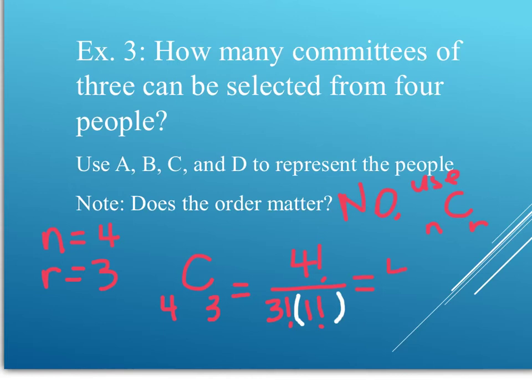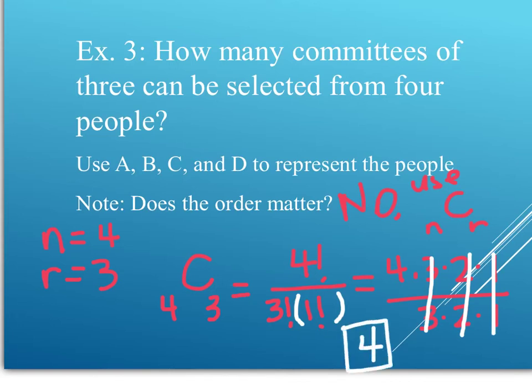And 4 factorial is 4 times 3 times 2 times 1. 3 factorial times 1 factorial will just end up as 3 times 2 times 1. And you don't have to really do any math here, because 3 divided by 3 is 1, 2 over 2 is 1, 1 divided by 1 is 1. And so I have 4 possible combinations of selecting 3 people from a group of 4 for a committee.